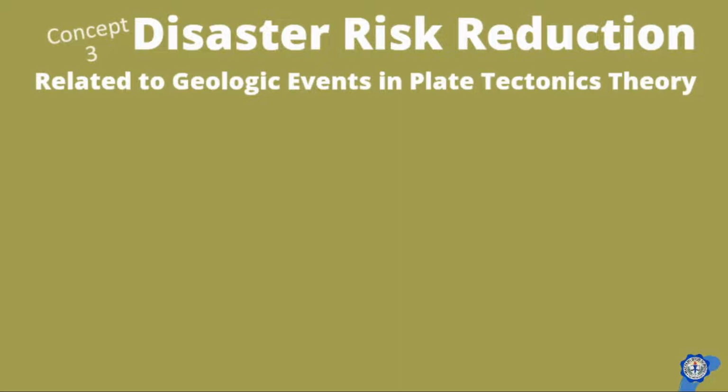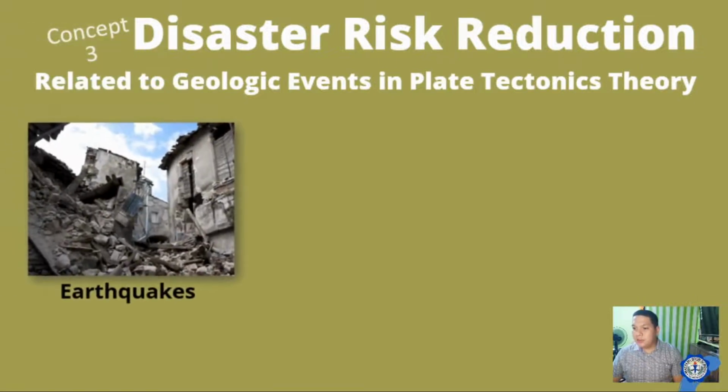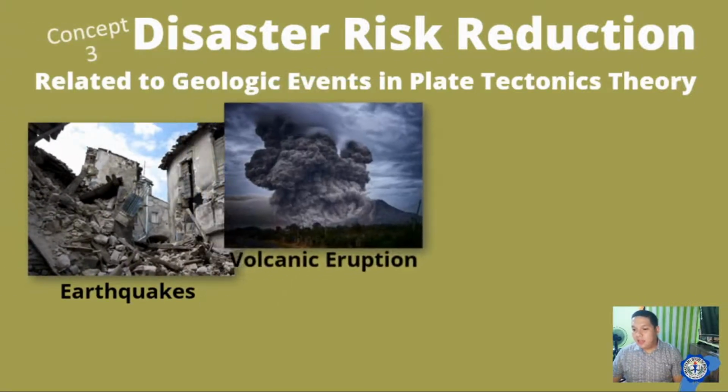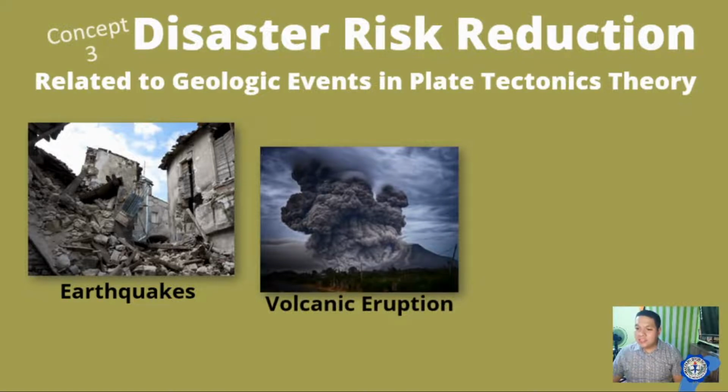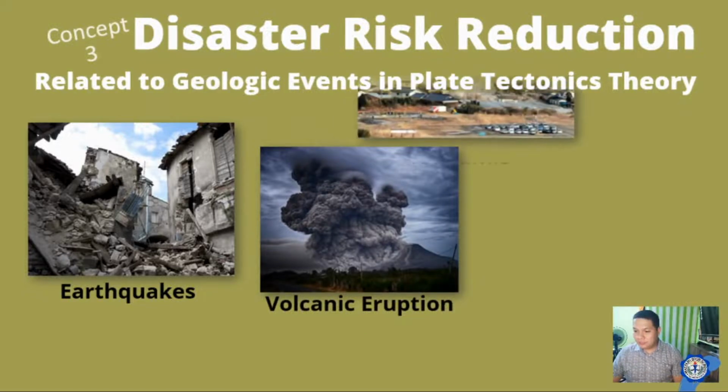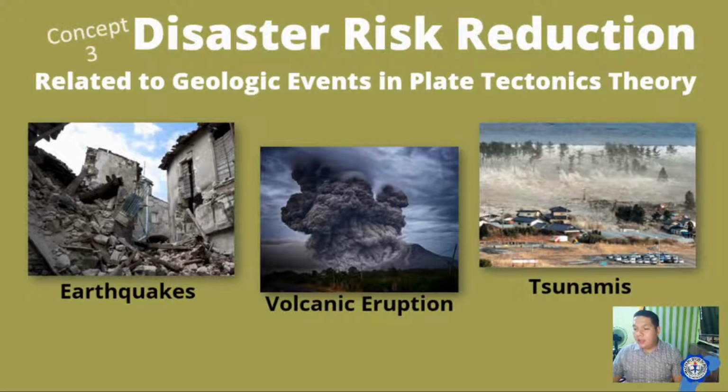So based on our lessons, we have different disasters or natural hazards that can be related to our lesson in plate tectonics theory. And these disasters are the following. First, the occurrences of earthquakes. Second, the occurrences of volcanic eruption. And third, the occurrences of tsunamis. All of these natural hazards have been studied in the previous grade levels.